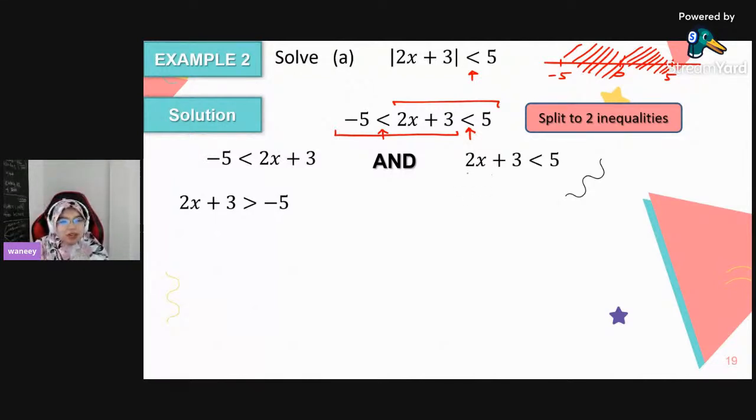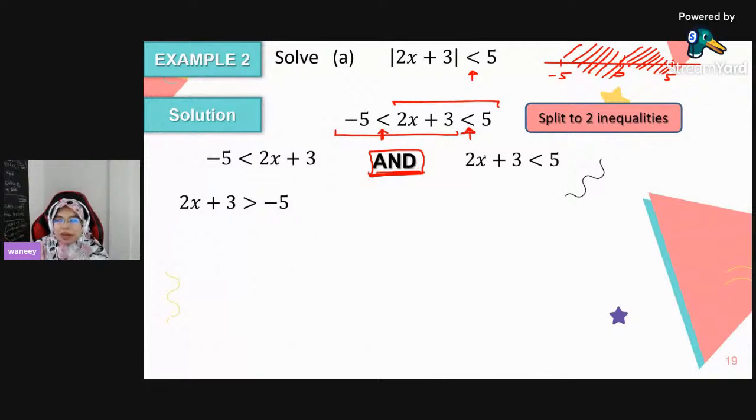Okay, so now on the right hand side, this is 2x plus 3 less than 5. Right in between over here, so make sure to write this one down just to remind yourself what you should do. Okay, and. Why are we using and? Because this is somewhere in between, right? So 2x plus 3 is somewhere in between negative 5 as well as 5. So somewhere in between, we should use and.